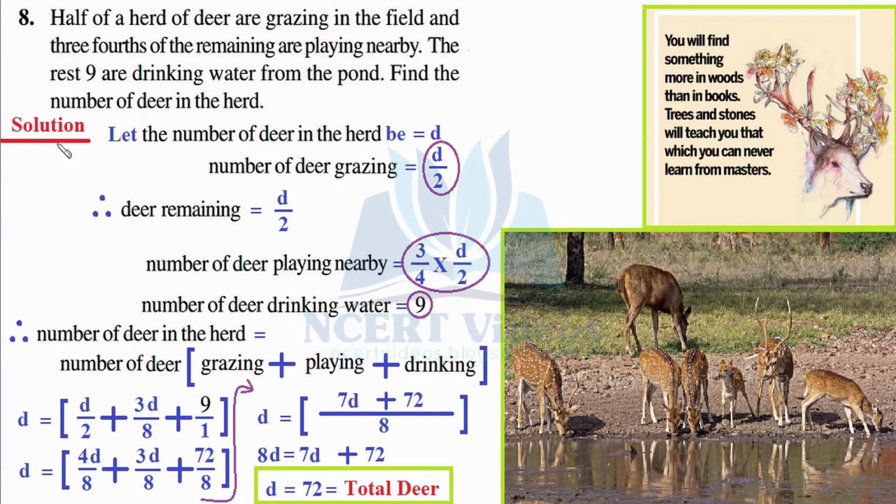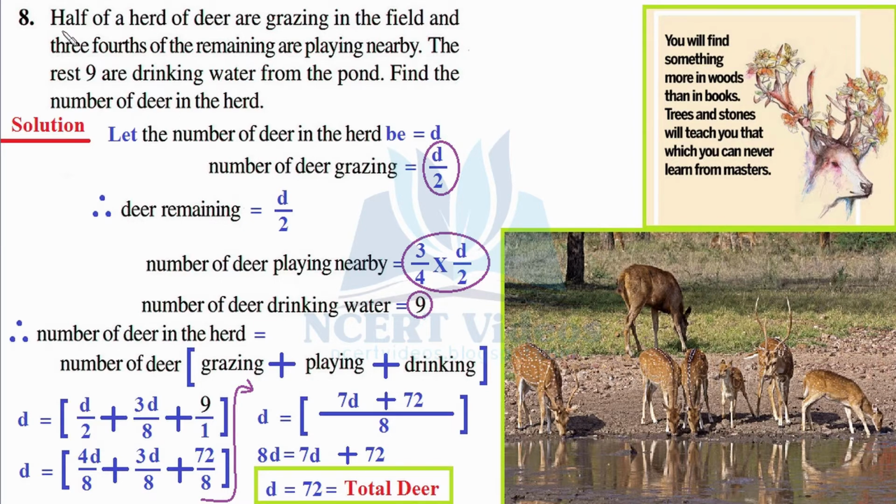So we write the solution. So what do we need to find? We need to find the total number of deer in the herd. So let's start by assuming the total number of deer in the herd is equal to small letter d. Small letter d, for a very obvious reason, stands for deer, the initial letter of the word deer. So we wrote: let the number of deer in the herd be equal to small letter d.